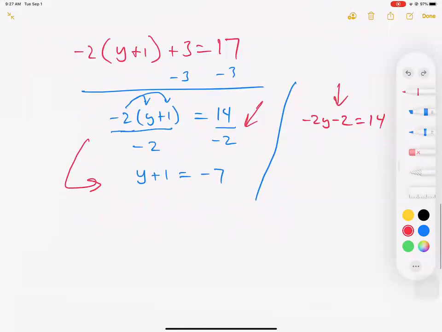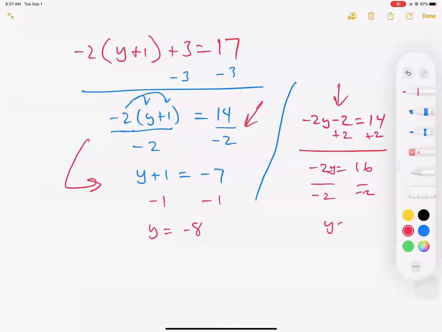Our last step is minus 1, y is equal to negative 8. Let's see on the right if this would give us the same answer. Get rid of the plus 2. Negative 2y equals positive 16. And then divide both sides by negative 2. A couple more steps, a lot more writing, but same answer.